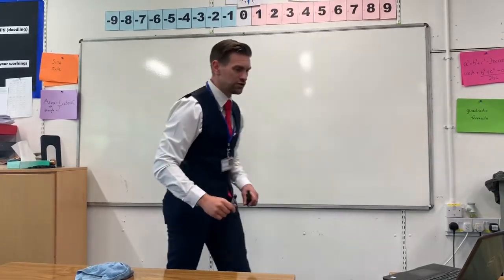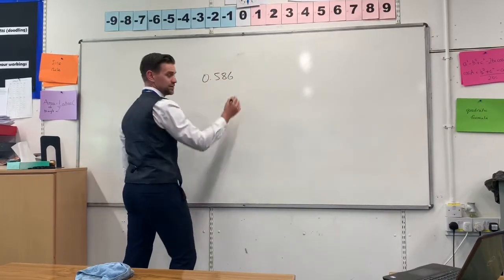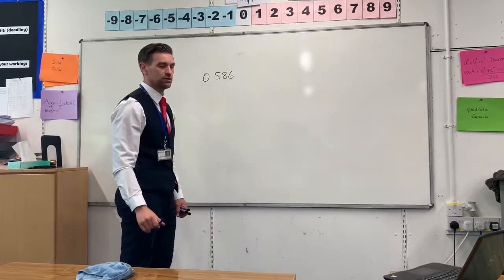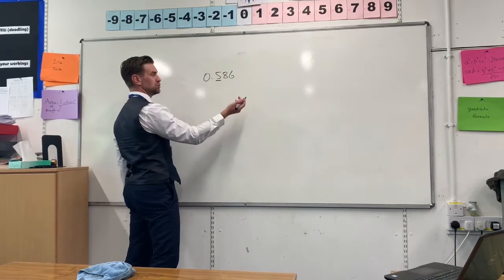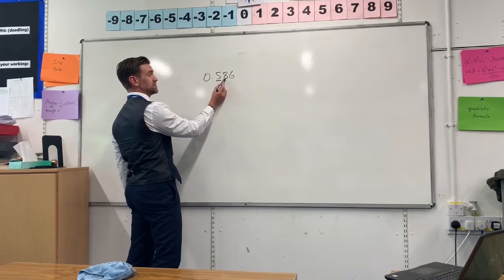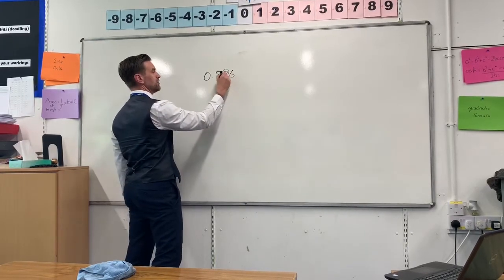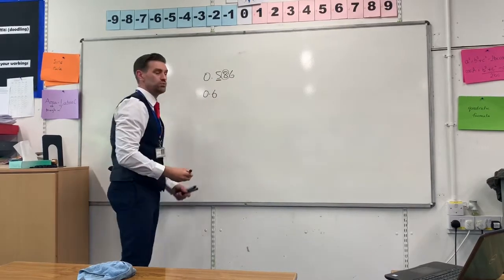Next up, round 0.586 to one significant figure. So that's my first significant figure. Anything else has got to be zeros. Is this closer to 0.5 or 0.6? That's one way you could ask yourself the question. The other way, it's followed by an 8, which means this has to round up. So it'd be 0.6.